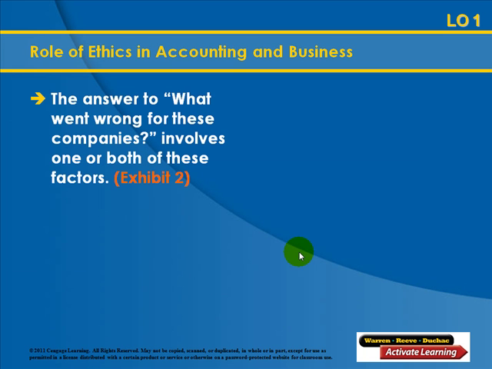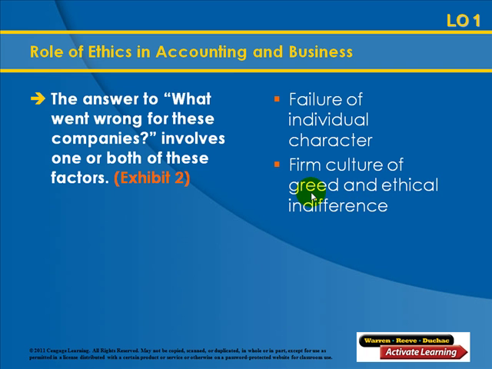Now, when we talk about ethical behavior, there's some things that we must talk about. We want to answer what went wrong for these companies that were involved in all of these factors. Failure of individual character, firm culture, and greed of ethical indifference.